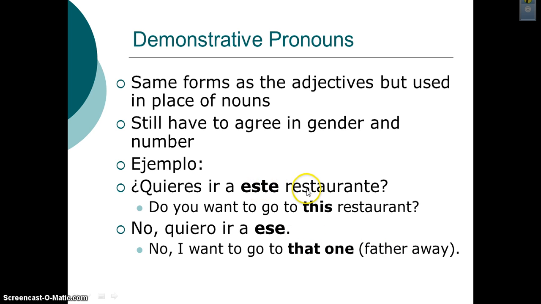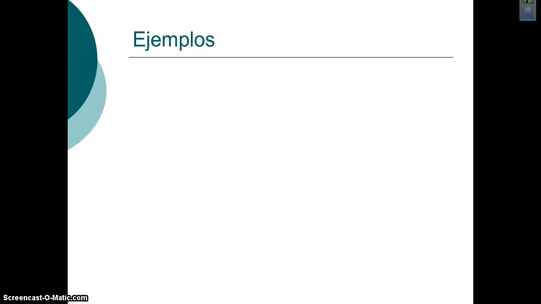So este agrees with restaurante, and it's an adjective. But here, notice, restaurante has completely dropped out, and we're only using the pronoun form. So it still agrees in gender and number with restaurante. It's masculine, singular, but it's working on its own as a pronoun. So just like any other pronoun, it's replacing that noun to which it refers. So, ese in this case is the restaurante.